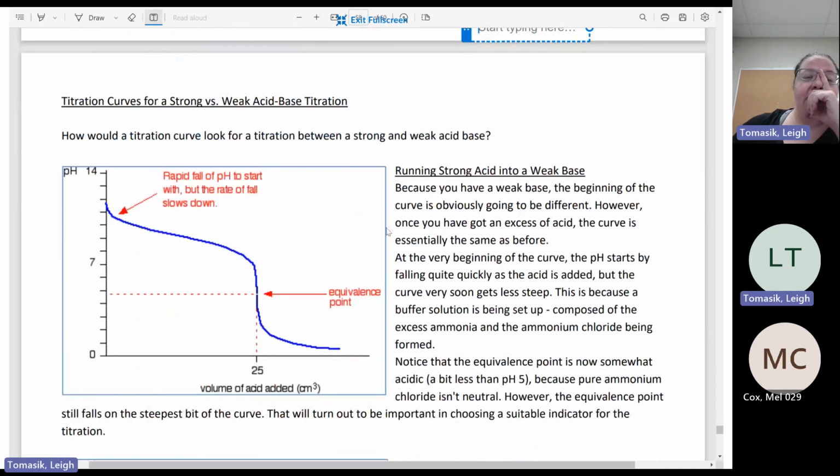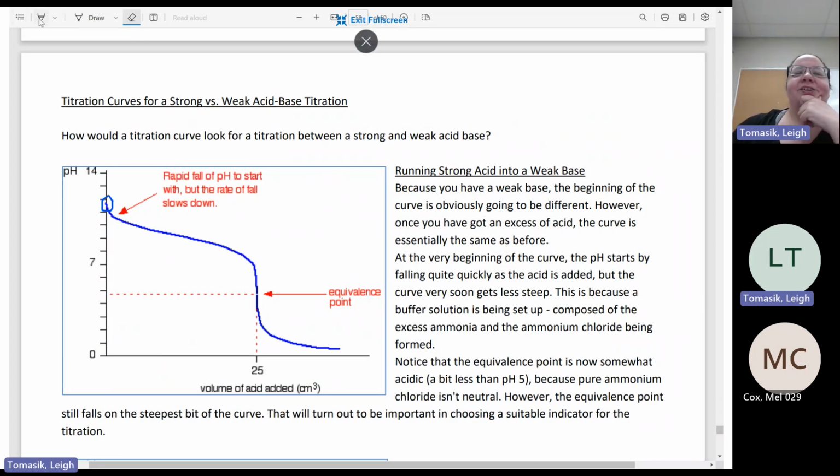How does it affect the titration curves? Well, how would the titration look for a titration between a strong and a weak acid or base? Oh no, something happened here. I don't really like the wording. But it's okay because we have two graphs.